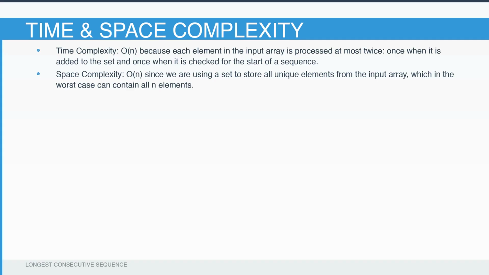This is because we use a set to store all unique elements from the input array. In the worst-case scenario, this set may need to hold all n elements. Think of the set as a container where we keep track of what we've already seen, ensuring we can efficiently determine if a number belongs to our sequence. By understanding these complexities, we can appreciate how our approach balances speed and memory usage, making it effective for this problem.